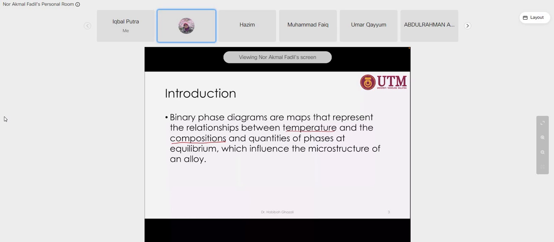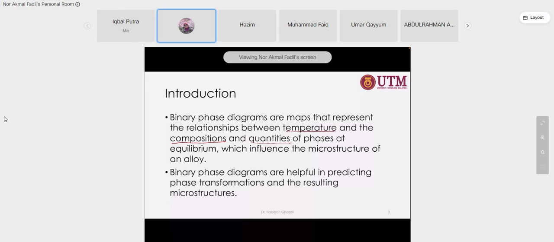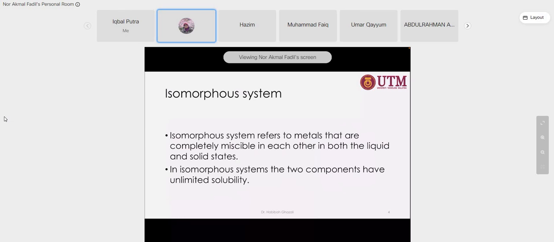And in fact, you can quantify the phases at equilibrium, which influence the microstructure of an alloy. Binary phase diagrams are helpful in predicting phase transformation and the final microstructure formed. An isomorphous system refers to metals that are completely miscible in each other in both the liquid and solid states. In an isomorphous system, the two components have unlimited solubility.